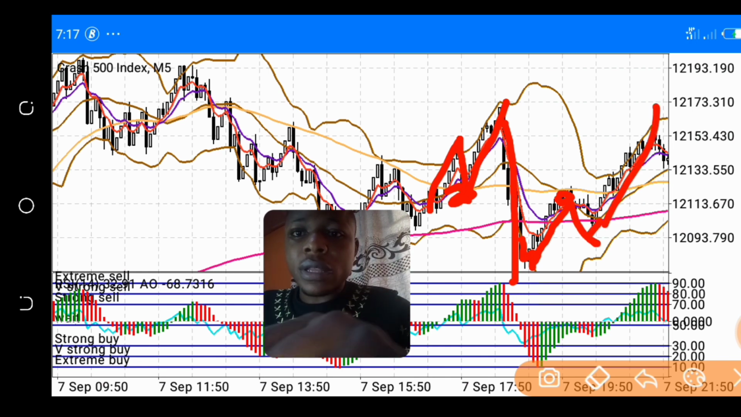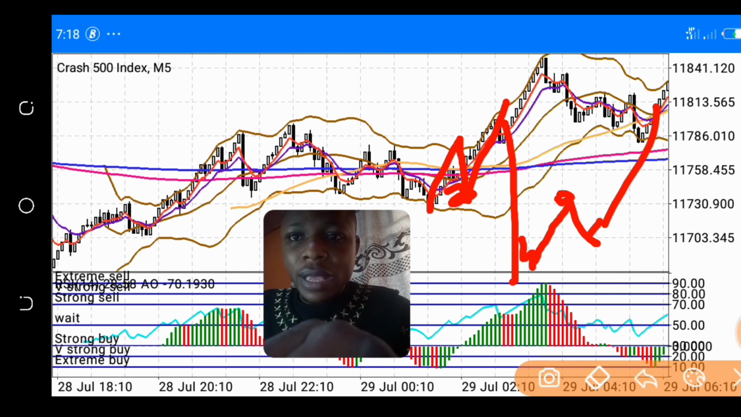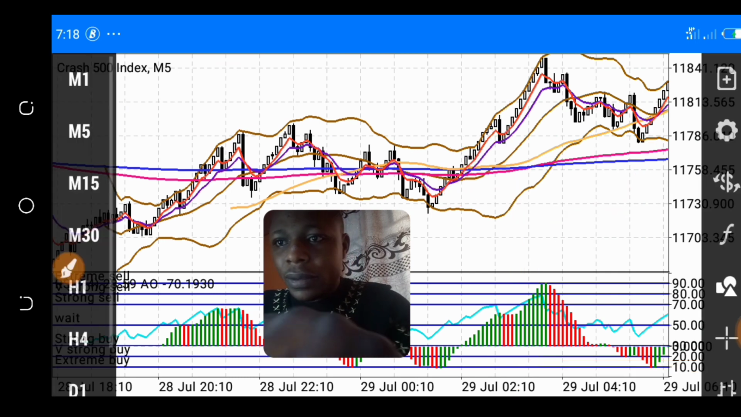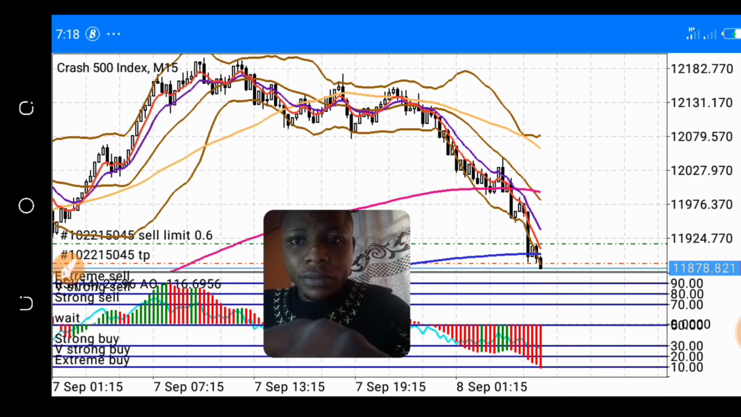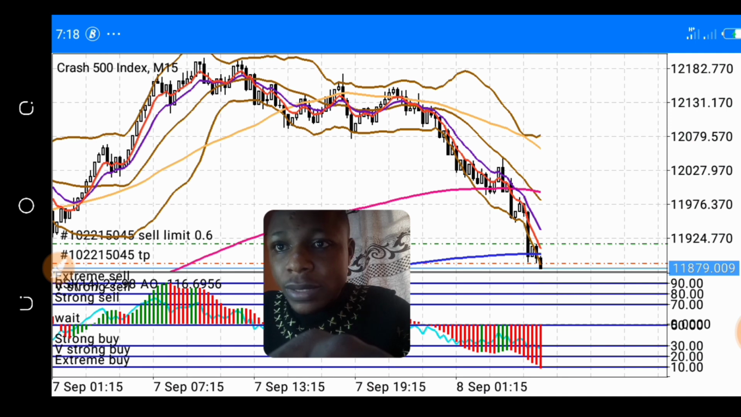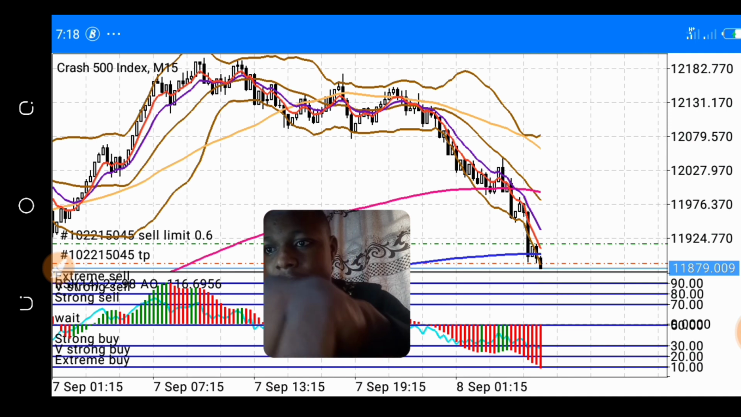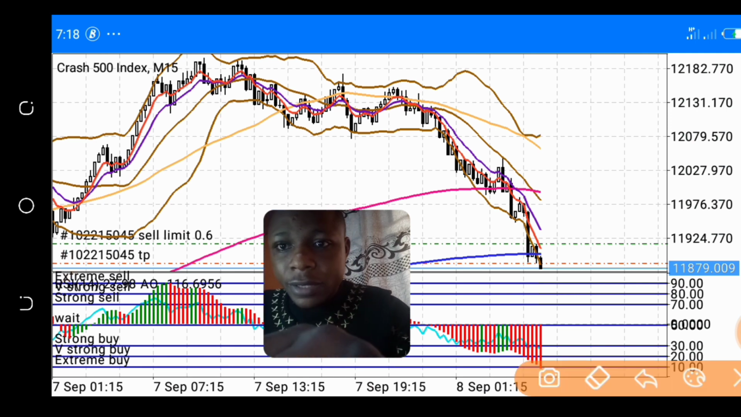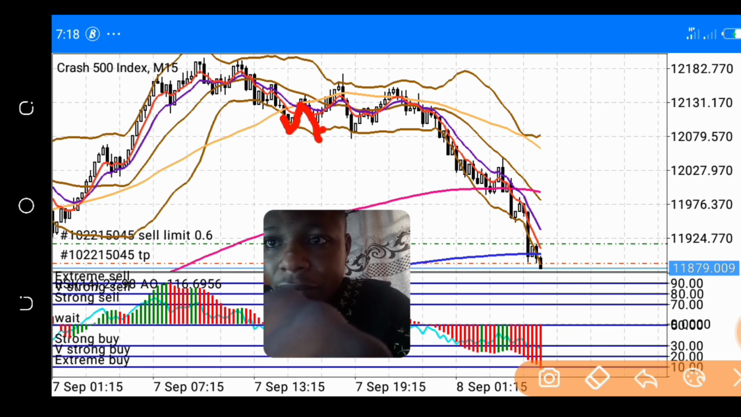Anytime it breaks SMA 50, it will always come back to test it. Just check the history after setting up your SMA 50. Anytime it breaks it, it comes back to test it and respects it.